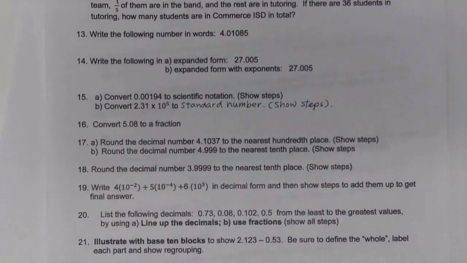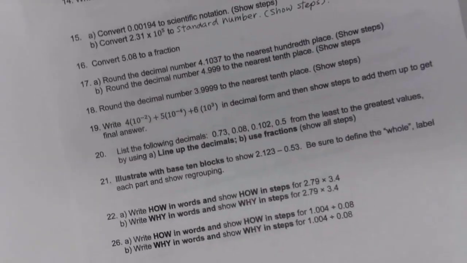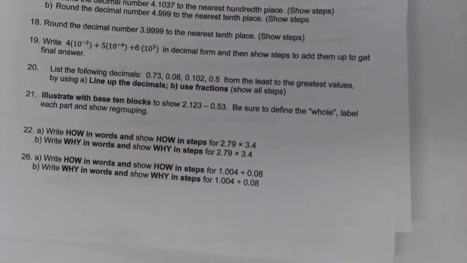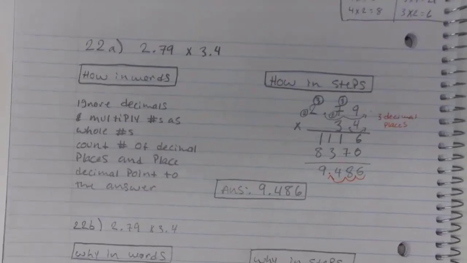Yes. So this one is number what? 22 is writing how in words and how. Oh, go ahead. Go ahead. Sorry.